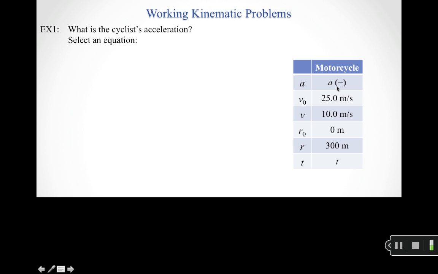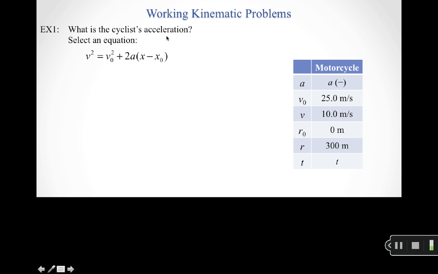My next question was, well, is it constant? And in this case, yes, I was told in the problem to assume that the motorcycle slows at a constant rate. So that means that I have a constant acceleration, so I can use one of my constant acceleration equations. In this case, I don't know time. So my next question of, do I know or want to know time? Well, eventually I will want to know it, but as I'm solving for the cyclist's acceleration, what I notice is that I don't know time.